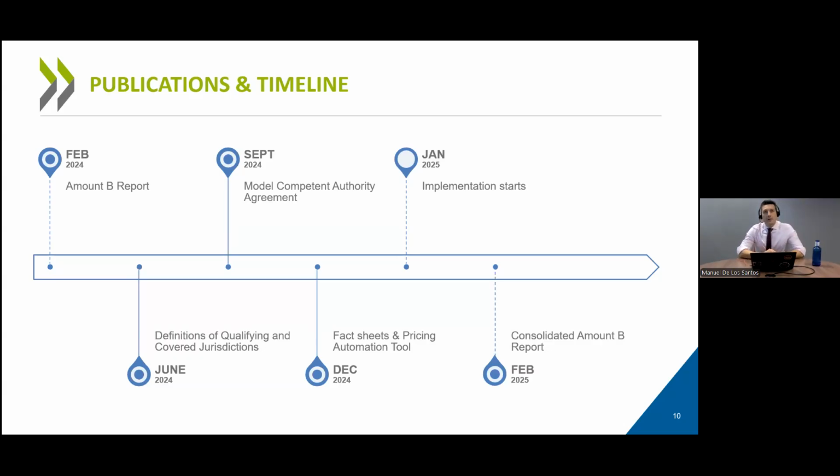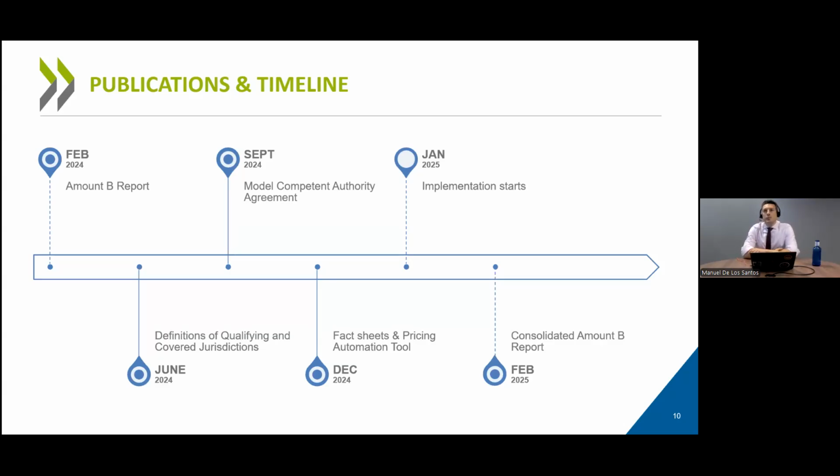And those elements were tackled in the report of the inclusive framework in June 24, where that publication covered two critical elements. One of them, the definitions of qualifying jurisdictions for the purposes of sections 5.2 and 5.3 of the Amount B report, and Noel will be speaking to those, and the definition of covered jurisdictions, which is something critical in terms of the implementation of the inclusive framework political commitment, which is also a very important element of the design of Amount B, and Gabriela will be picking this point up towards the end of the presentation.